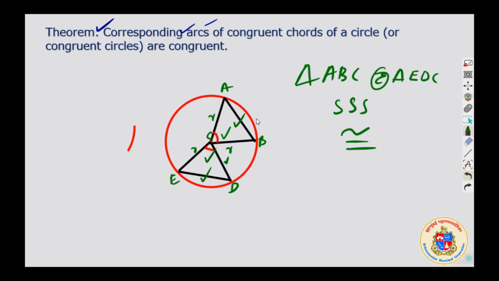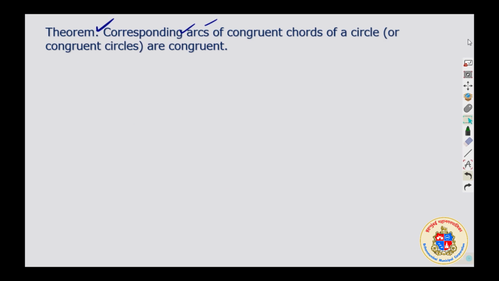So using the congruency test of triangles, we will prove that corresponding arcs of congruent chords of a circle are congruent. अगर एक circle के अंदर congruent chords है, उससे बनने वाला arcs भी congruent होगा. बहुत बड़ा discovery नहीं है, but you should know how to prove it with the help of congruency of triangles. So I am not going further.